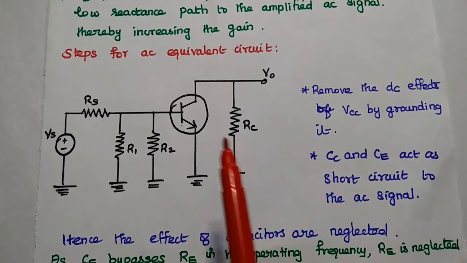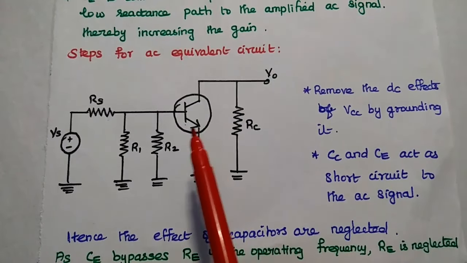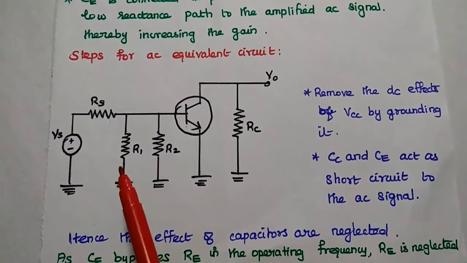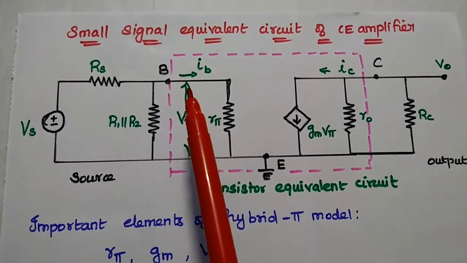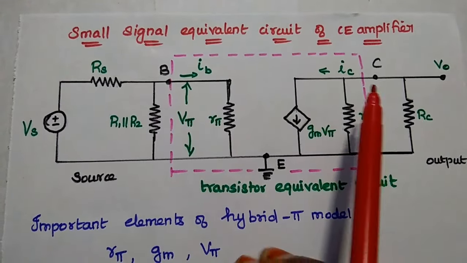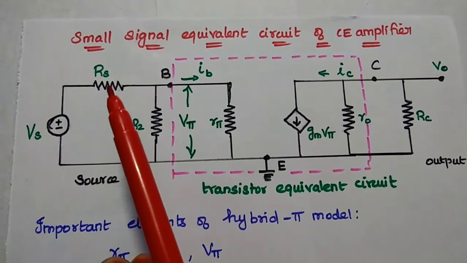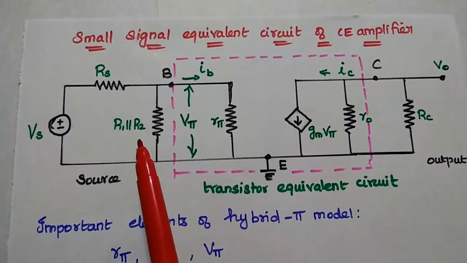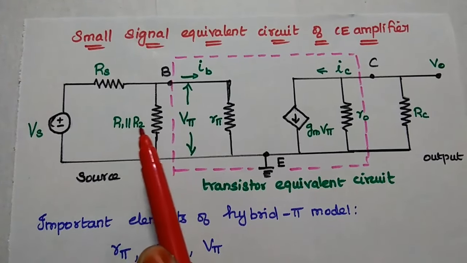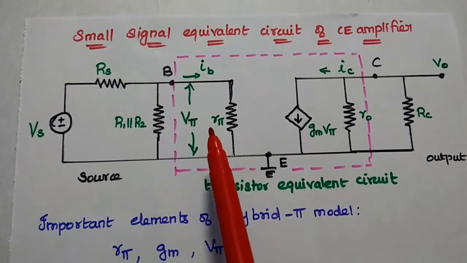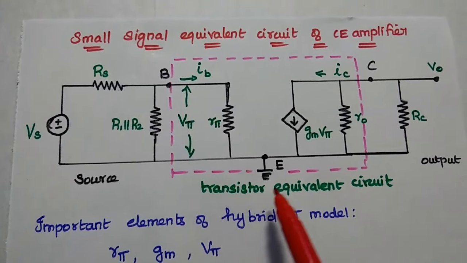In the next step, we are going to replace the transistor with its hybrid pi model, and R1 and R2 both are in parallel. We can combine these two resistors. Next, small signal equivalent circuit of CE amplifier. In this, voltage signal source in series with source resistance. R1 and R2 both are combined together to form a single element, R1 in parallel with R2. Next, the transistor is replaced with its equivalent hybrid pi model.